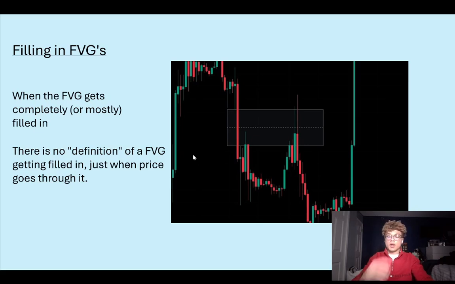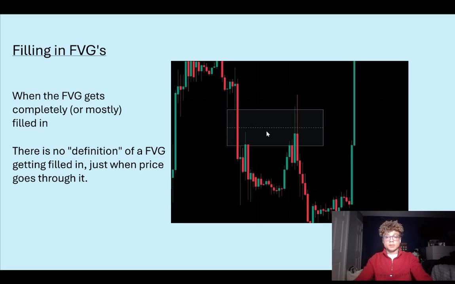Another term you're going to hear quite a bit is filling in fair value gaps. There's no real definition of filling it in, or mostly filled in. Usually, if we had an example here, I'll go in the charts obviously, but when we have this fair value gap here and price moves all the way up and fills like 85% of this fair value gap, I'm just going to say it's filled in. It doesn't have to be filled in all the way. Like this is an example of getting filled in.